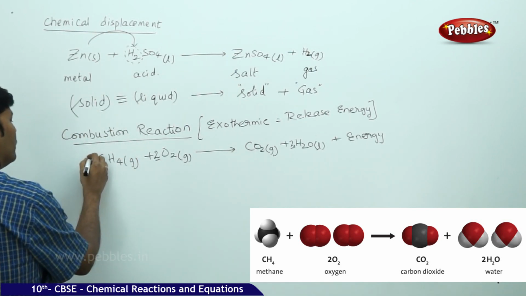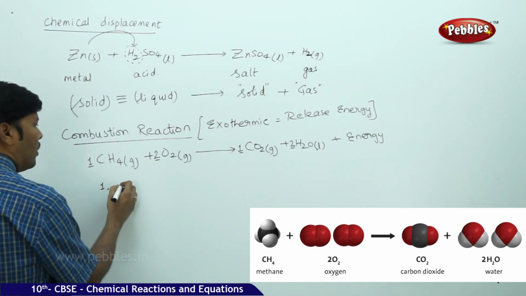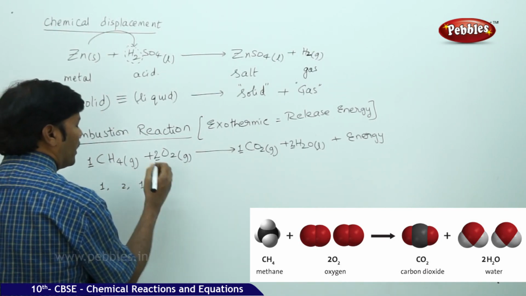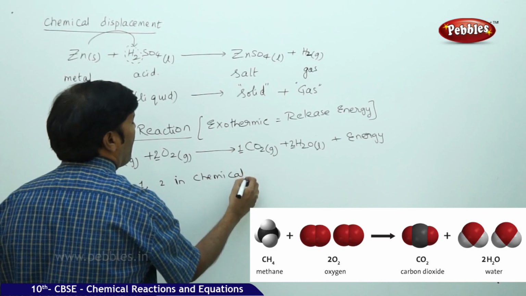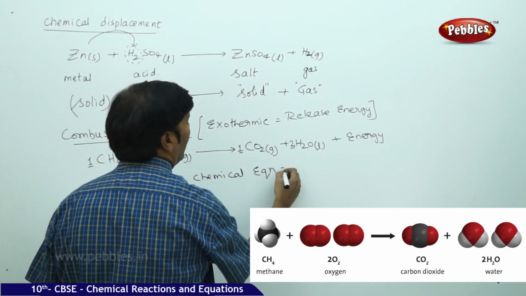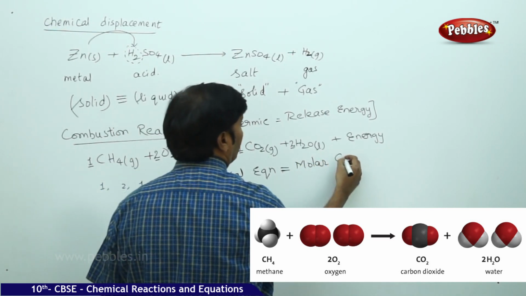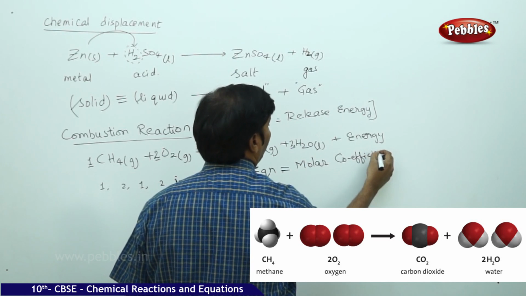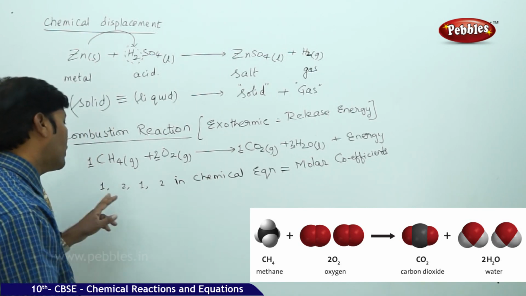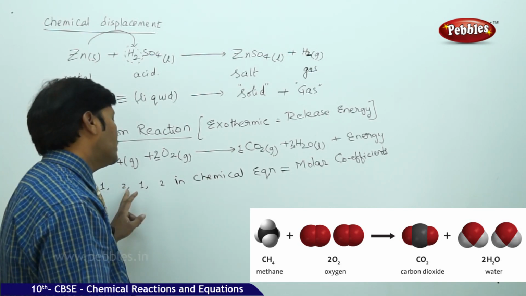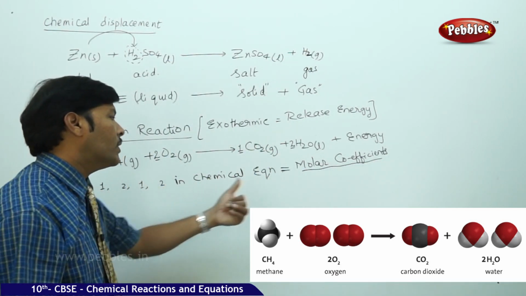That means from the equation this is 1 and this is 1. So here 1, 2, 1 and again 2 in a chemical equation are called molar coefficients. So if you want to balance the given equation, you have to adjust the balancing of the equation through molar coefficients. You can balance the equation only through the adjustment of molar coefficients.